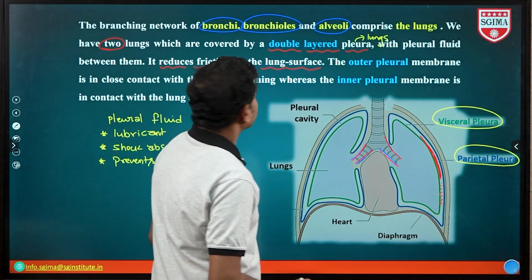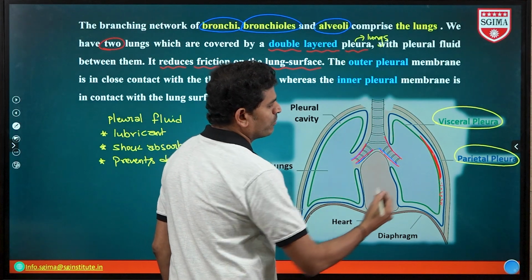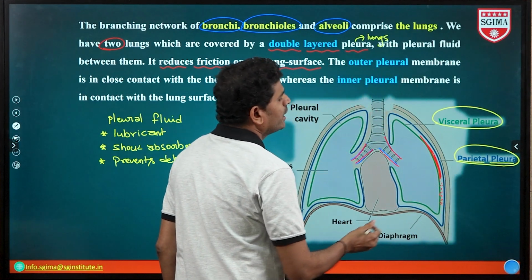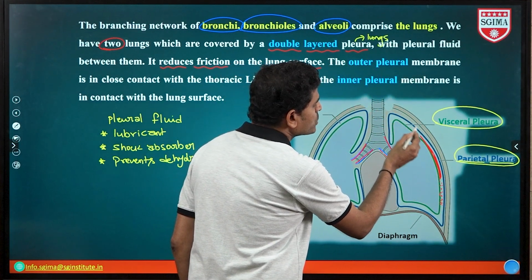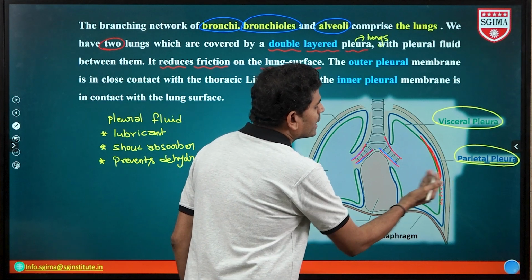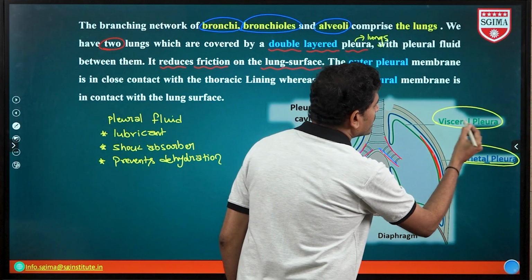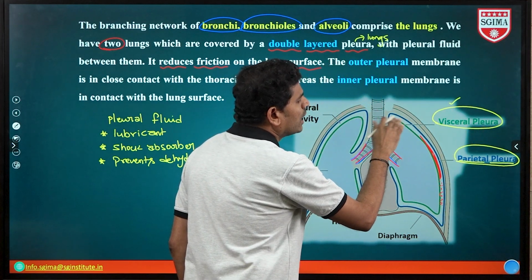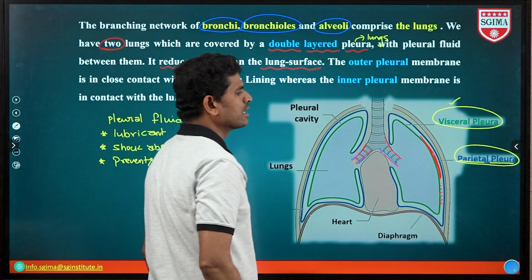Next, outer pleural membrane, which one? That is only parietal pleura. This parietal pleura lines which one? Thoracic cavity, means it is fused with the rib cage. And the inner one, which one? That is visceral pleura. Visceral pleura becomes like a part of which one? Lungs. It will be attached to the lung surface.